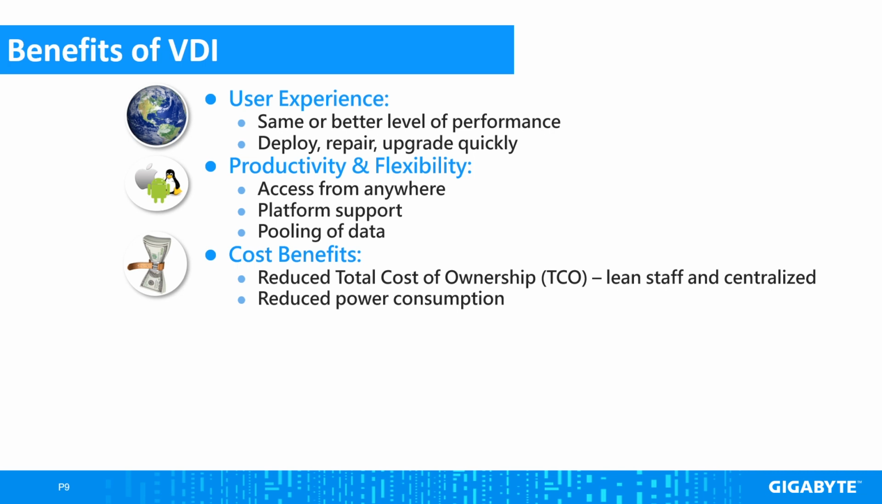The third advantage is financial. Centralized software management and leaner staff bring down the cost, while the dense server saves on floor space and rack space. Thus, total cost of ownership, or TCO, is reduced. And by using a thin client, power usage effectiveness, PUE, is improved.